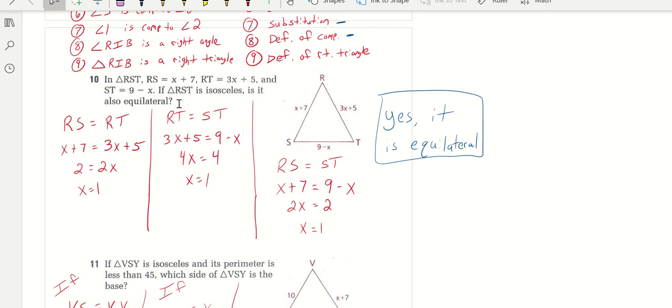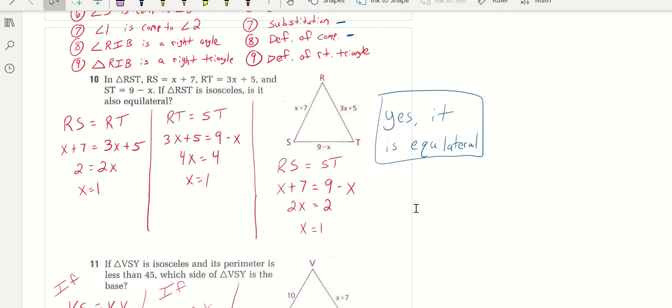If it's equilateral, RT is also equal to ST. So RT is 3x plus 5. ST is 9 minus x. We solve for x and we get x equals 1. Okay, so far so good. X equals 1, x equals 1. And then finally, RS is equal to ST. RS is x plus 7. ST is 9 minus x. We solve for x, we get x equals 1. So because x is equal to 1 in all of these, we know it is equilateral.